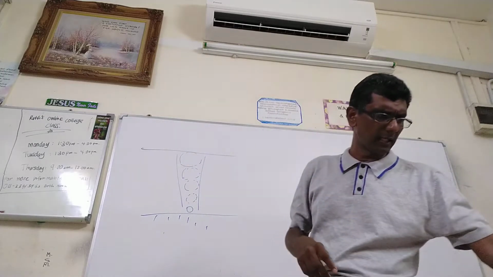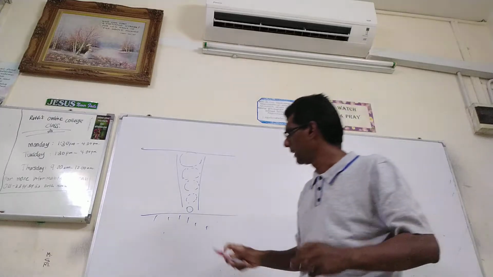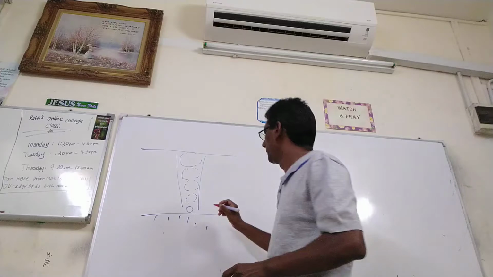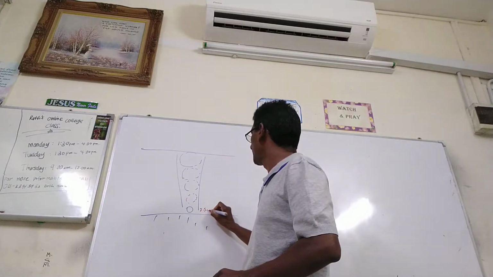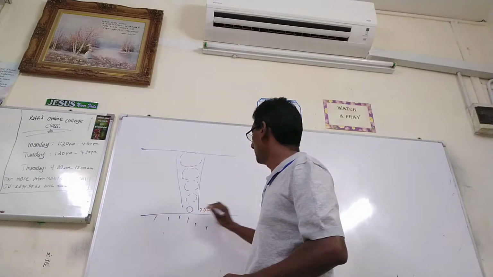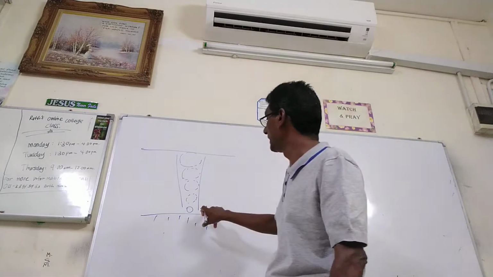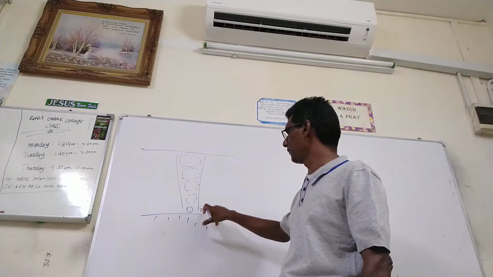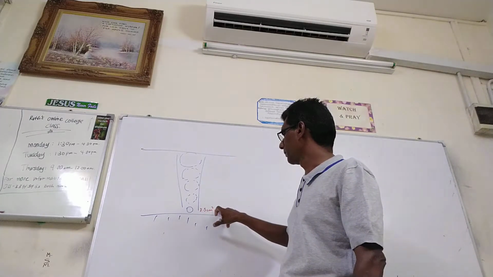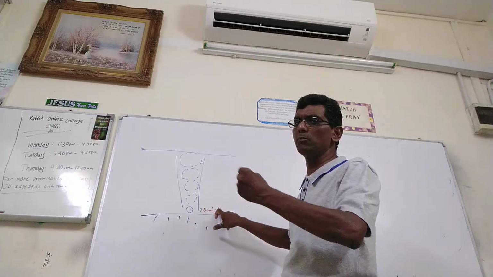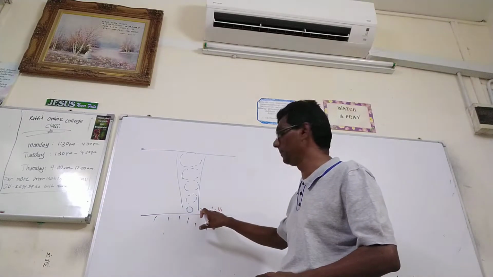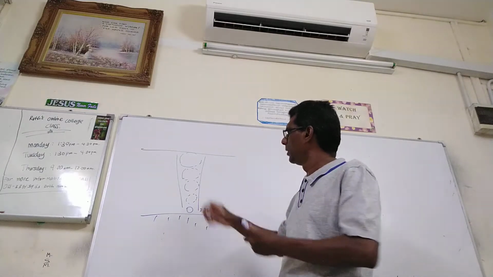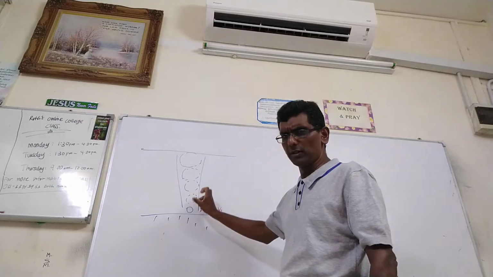For that, the air bubble is 2.5 centimeter cube. This air bubble is V1, volume 1, at the bottom of the sea or seabed. The same air bubble will come to the surface level, bigger.